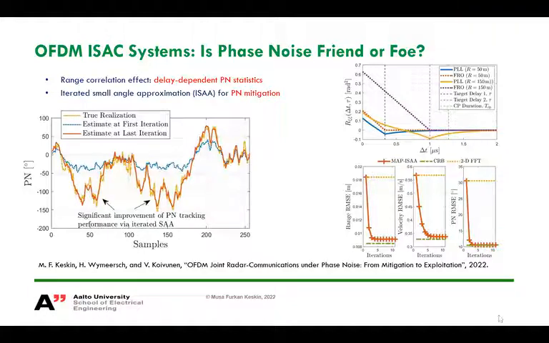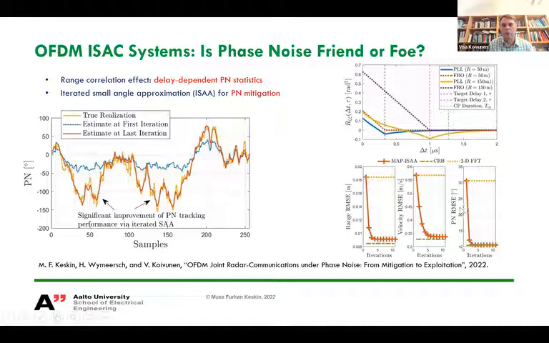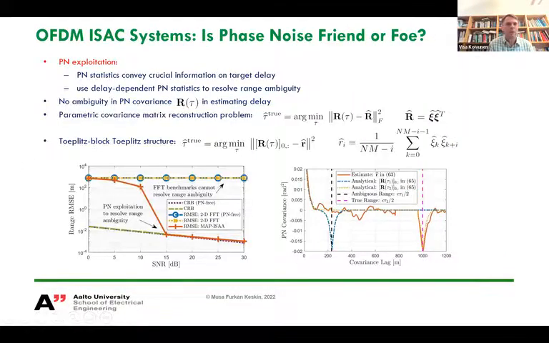Yeah. Okay. All right. So anyway, we can also get very close to the Cramér-Rao bound in the range estimation, because we take advantage of the knowledge of the range-dependent phase noise covariance matrix. So we do both mitigation and exploitation, and the exploitation takes place in, for example, the range estimation. So we can actually hit the Cramér-Rao bound here in the range estimation.